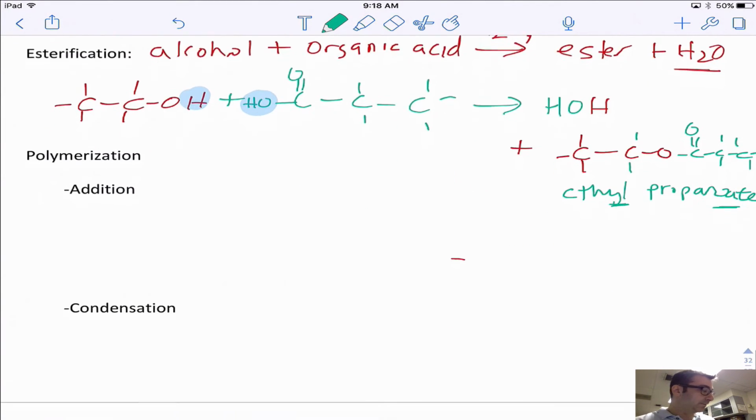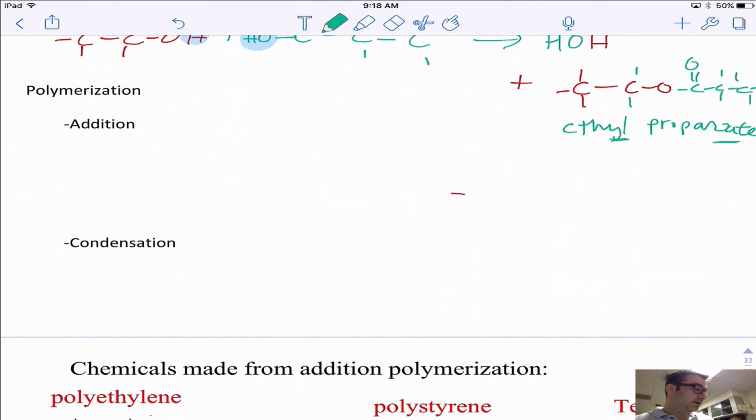All right, polymerization is where you take many what they call monomers, and you combine them together into a polymer.